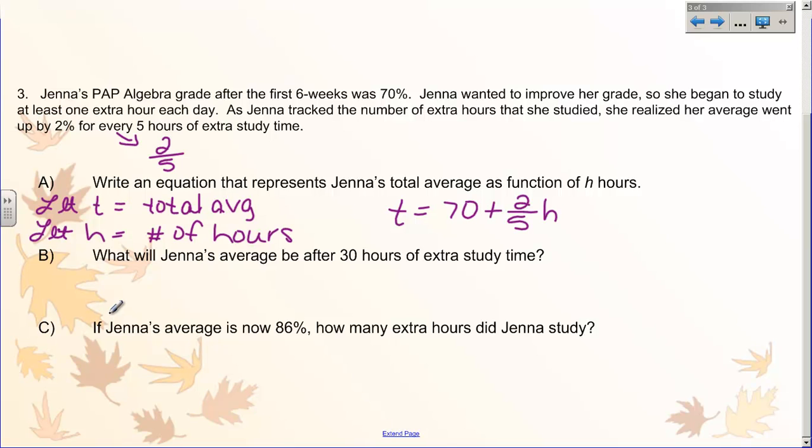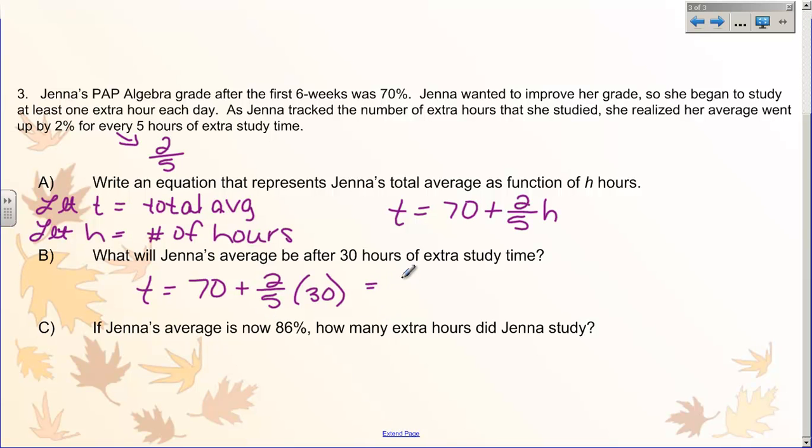So next, part B says, what will Jenna's average be after 30 hours of extra study time? Well, let's find out. That means we want H to be 30. So then we just have to do the operations. We're going to multiply 2/5 times 30 first. What's another way to say 2/5? I know it's 0.4. 2/5 is the same as 0.4. So we're going to do 0.4 times 30. Another way to do this problem is to do 2 times 30 and then divide by 5.